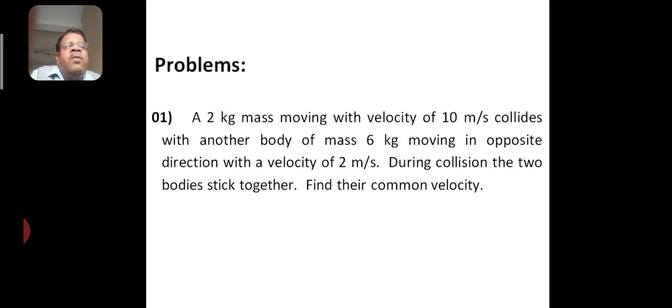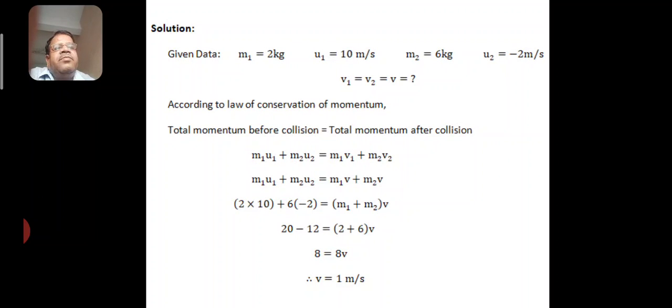It collides with another body of mass 6 kg, m2 equals 6 kg, moving in the opposite direction with a velocity of 2 meter per second. That is, u2 equals minus 2 meter per second. During collision, the two bodies stick together. Therefore, the collision is inelastic. Because of inelastic collision, the two bodies move with the same velocity. Therefore, v1 equals v2 equals v.